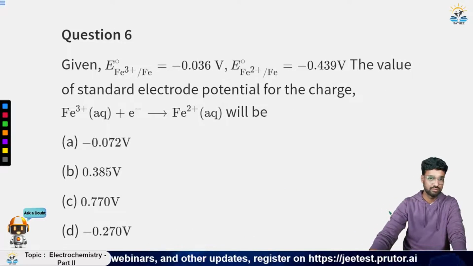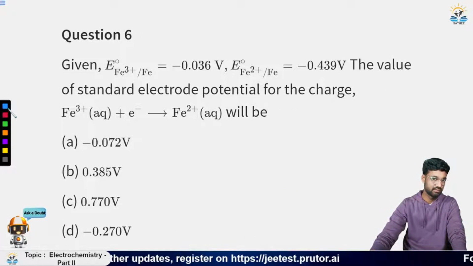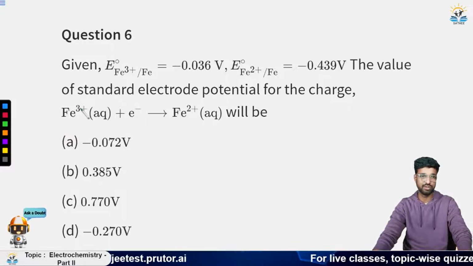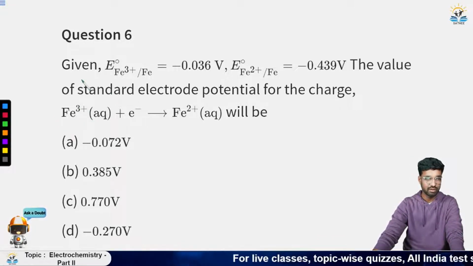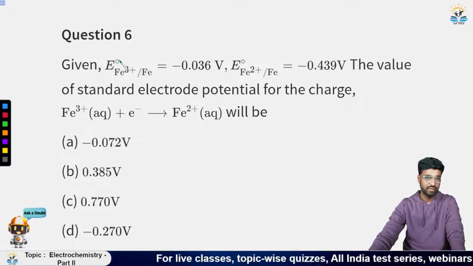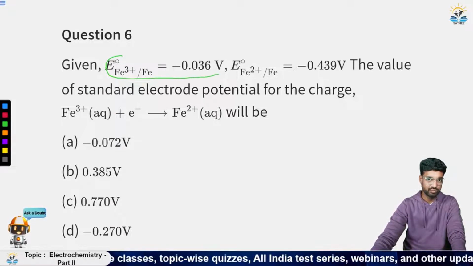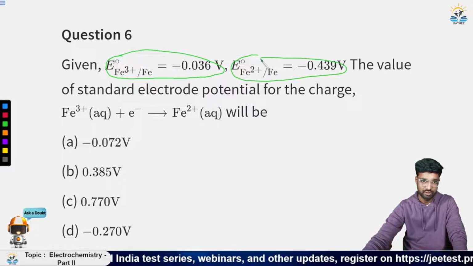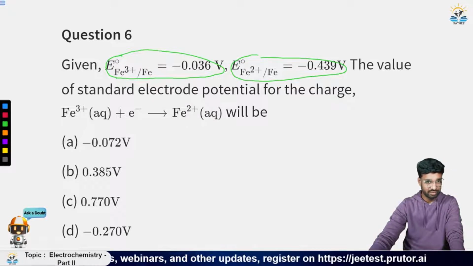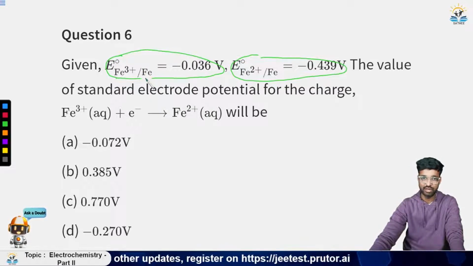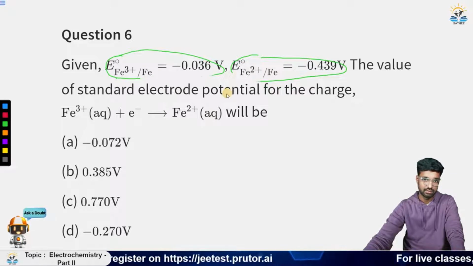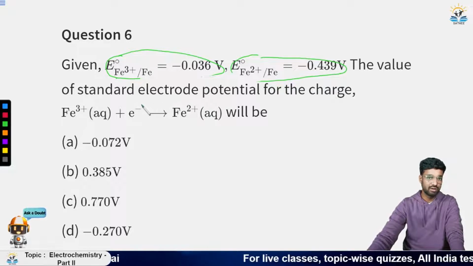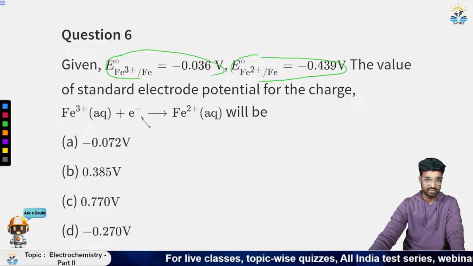Okay. Now next. I will not solve this question. I will just give you a direction on how to solve it, and you solve it by yourself. What this question says is that we have an E naught of Fe3 plus, which is 0.036, and the reduction potential of Fe2 plus. Both are reduction potentials because Fe3 plus is going to Fe, which is a reduction, getting 3 electrons. Similarly, Fe2 plus is going to Fe, which is also a reduction potential. The value of the standard electrode potential for the change is given by what?